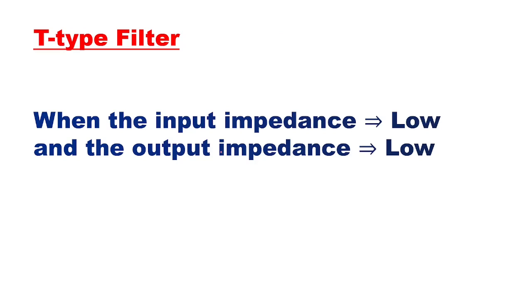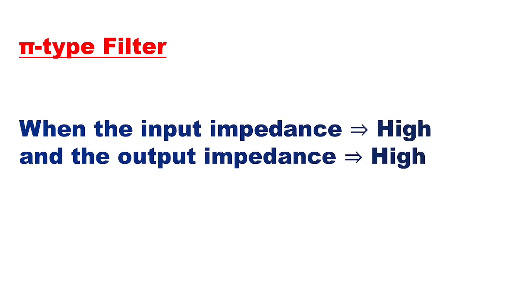Now if you want to use a low pass filter, and in that low pass filter, if there is a need in the application that the input impedance should be low and the output impedance should be low, then we can go for T-type filter. Similarly, if the need of the application is when the input impedance is high and output impedance is high, then we have to go to a low pass filter whose structure is pi type.